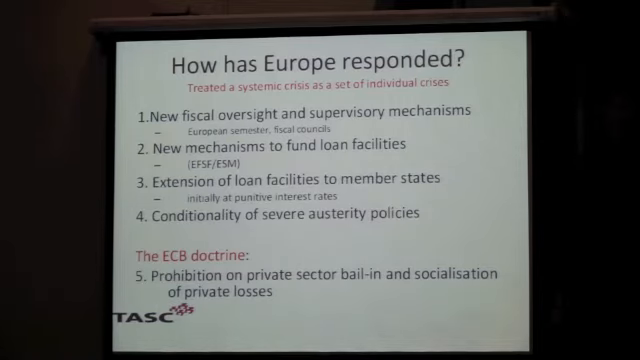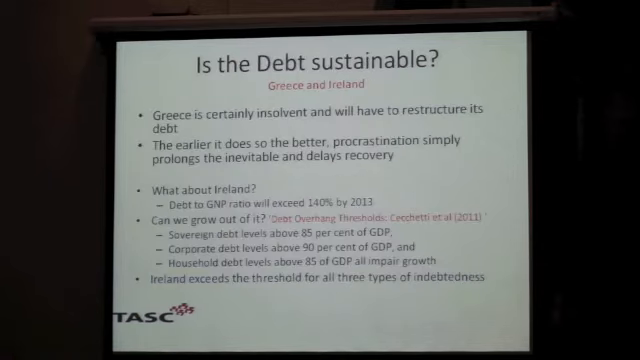And of course, so infamously, at least in Ireland, there was the ECB doctrine, which was the prohibition on private sector bail-in and the socialisation of private losses. So, is the debt actually sustainable? Well, Greece is almost certainly insolvent, and it will have to restructure its debt. This is almost certainly an inevitability, and therefore the prudent thing for our European leaders to do and for Irish policymakers to do is to simply prepare for this event. And it's better to do it earlier, because the longer we procrastinate, the longer recovery will be delayed.